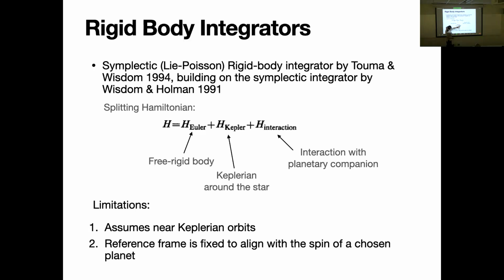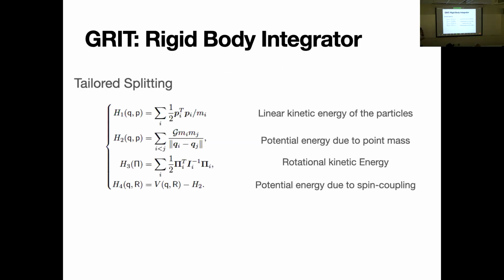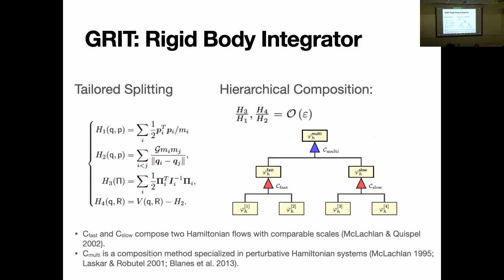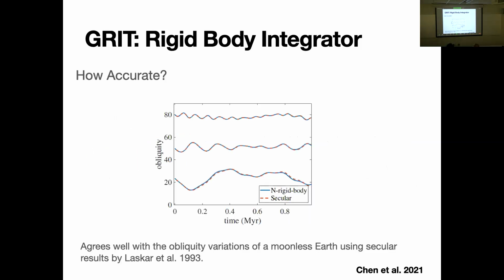The previous symplectic integrators assumed the orbit is Keplerian. This works very well for our own solar system, but this may not work very well for compact systems where the planet-planet interaction is very strong. So we did a different type of splitting, without splitting out the Keplerian motion. We put the linear kinetic part and the potential energy for the point mass case together, and then split it with the rotational part and the potential due to spin coupling as the second Hamiltonian. And then we can stick them together and allow the system to integrate not too slowly.